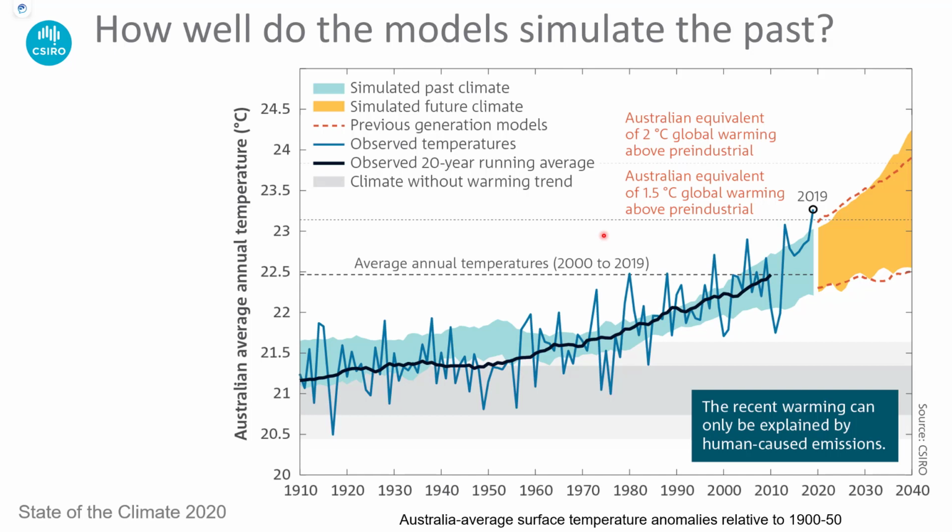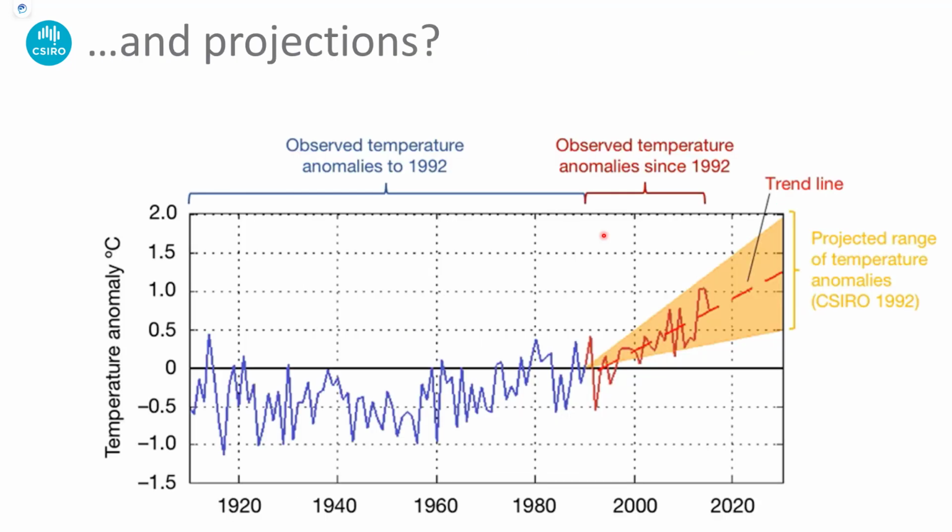So that tells us that the models do a pretty good job of simulating the climate when we tell it what's going on with greenhouse gases. But what about how good the projections have been? We've done projections for about 30 years at CSIRO now, so that allows us to look back and ask, well, what sort of a job did we do with our projections back in 1992?